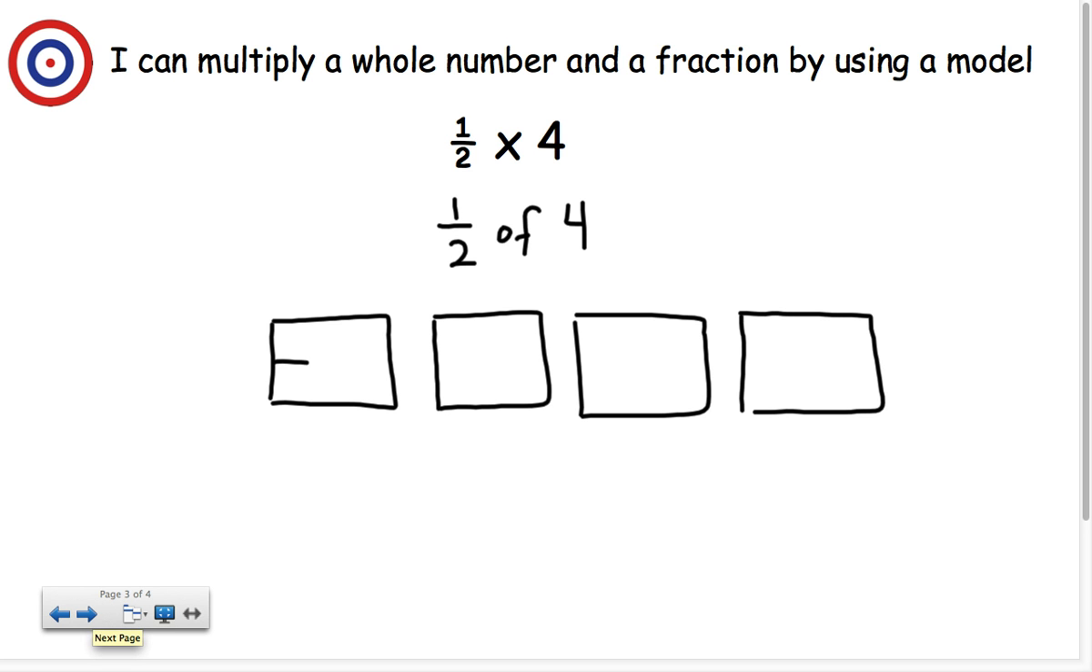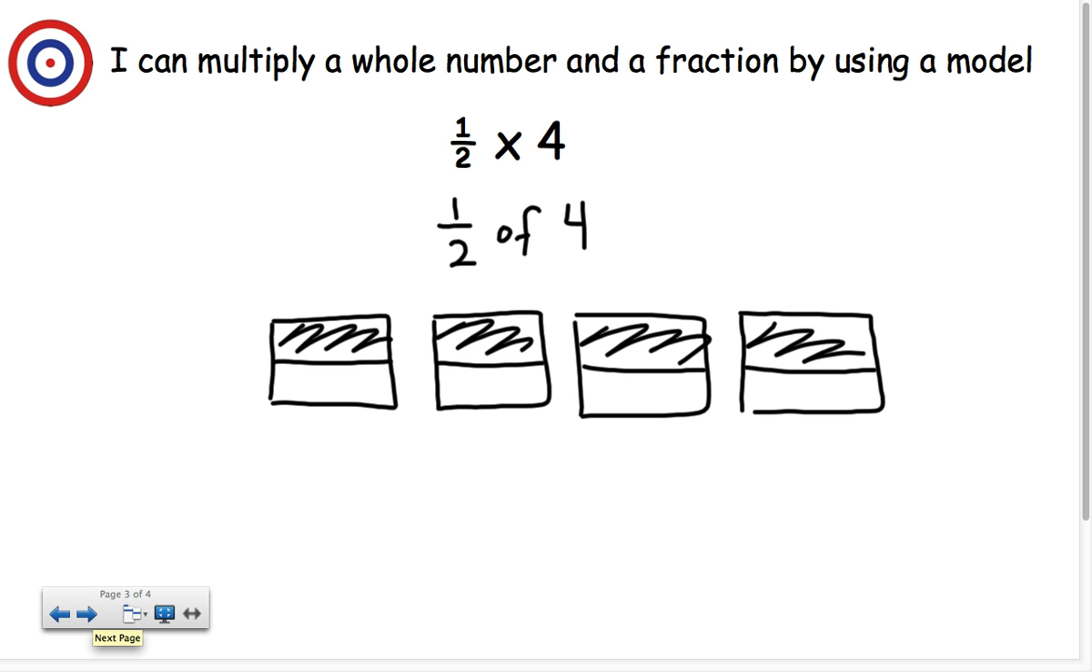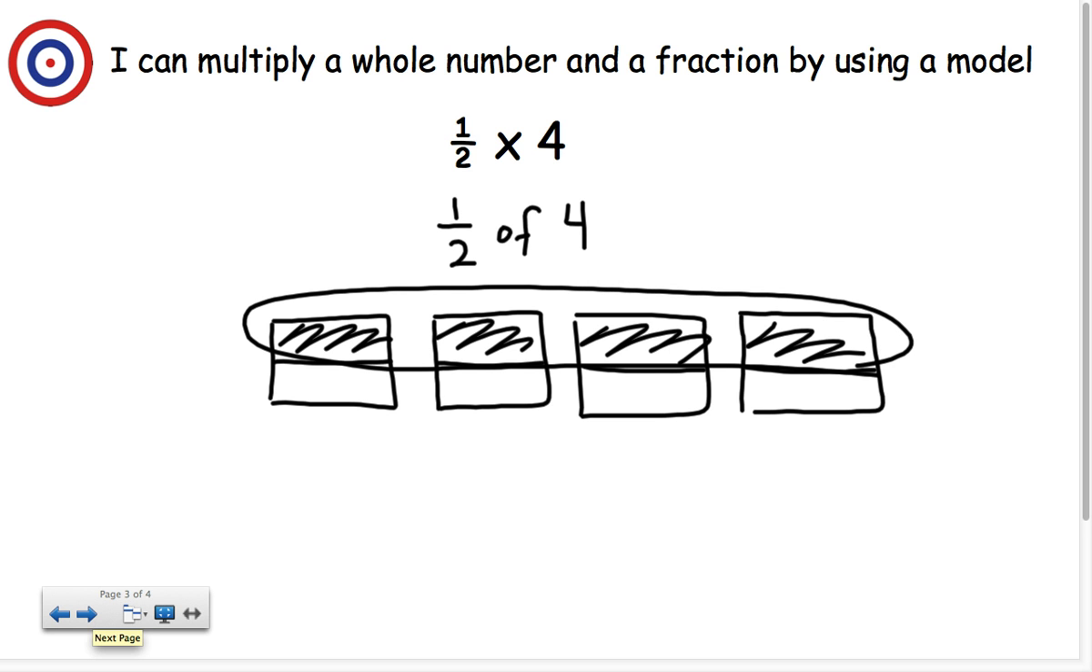In order to find half, I'll just split them all into half. And then I'm going to look at how much is in all of this amount. How many pieces do I actually have in half of 4? Well, what I know is that one whole amount is broken into 2 parts, so the denominator is 2, and I actually have 1, 2, 3, 4. I have 4/2.